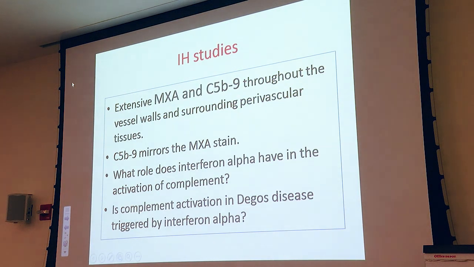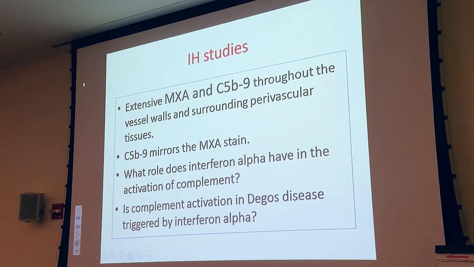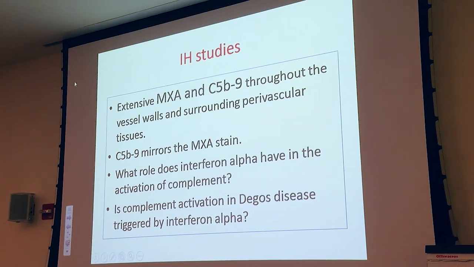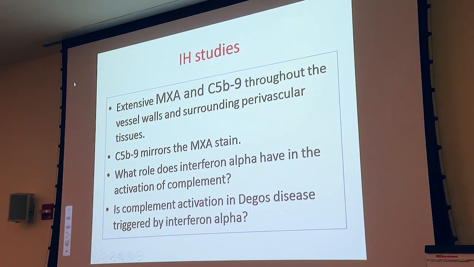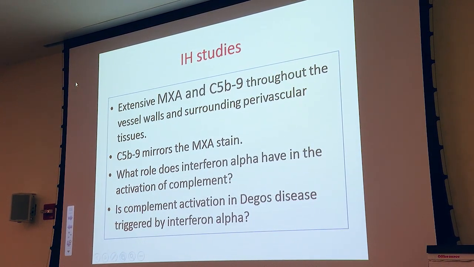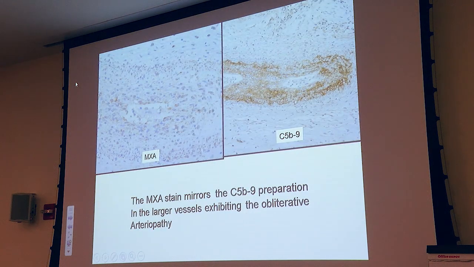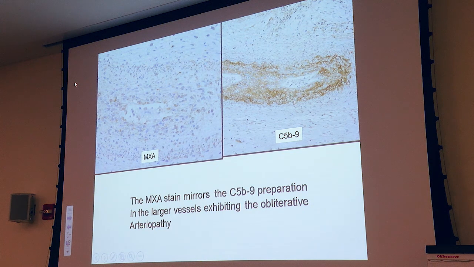So what role does interferon have in the activation of complement? That's the next question. Is complement activation in Degos disease, which we know is critical for at least endothelial cell injury, triggered by interferon alpha? What we can say is that the MXA, which is that marker for interferon alpha, and C59 in vessels, they have a parallel distribution pattern.